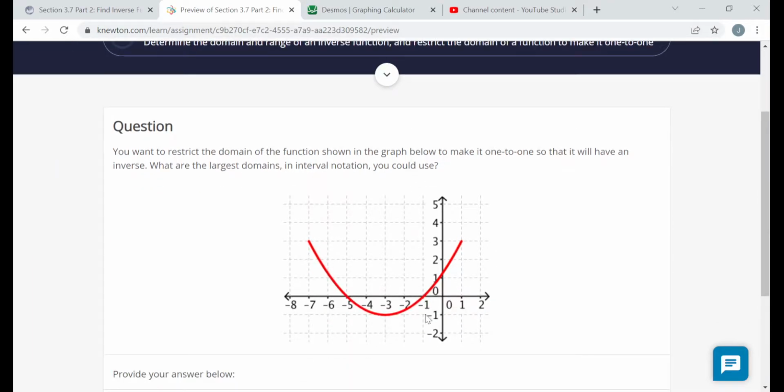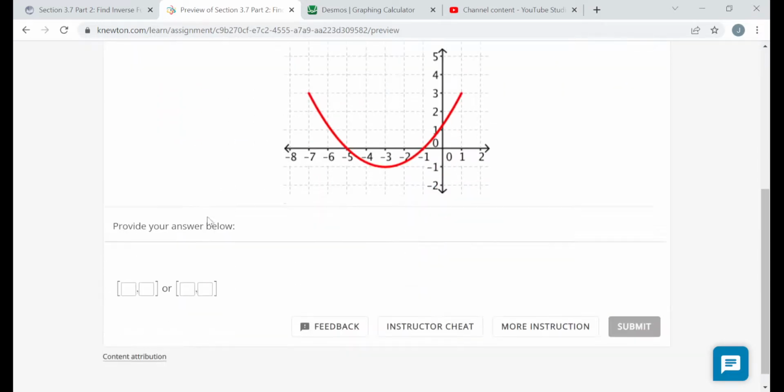So like this one here. This function, this red graph that we're shown, is not 1-to-1. So its inverse would not be a function. An inverse function does not exist for this. So they say here, you want to restrict the domain of the function shown in the graph below to make it 1-to-1 so that we'll have an inverse. What are the largest domains in interval notation you could use?